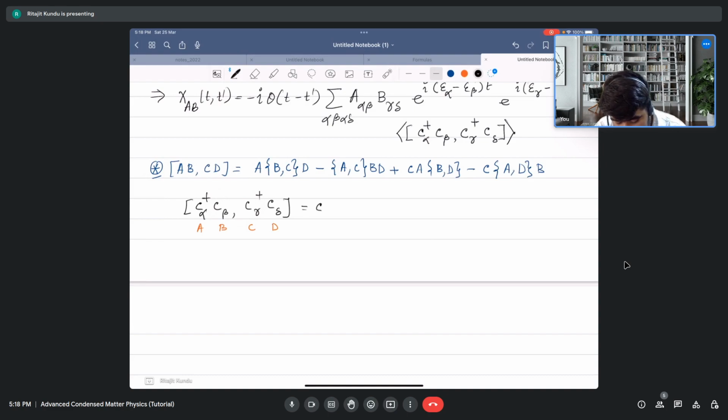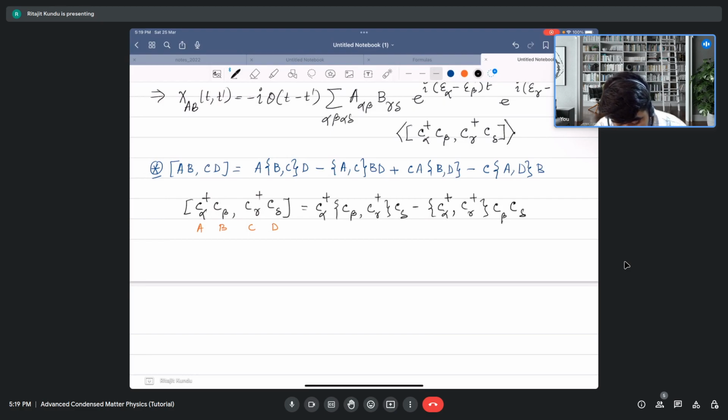So the first term is C alpha dagger, and then B and C is denoted by C beta and C gamma dagger, and then there is only C delta. Okay, so the next term is A comma C, so that is C alpha dagger and C gamma dagger times B D, C beta, and C delta.